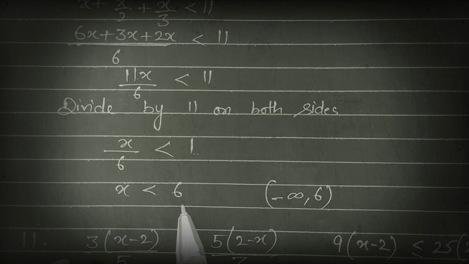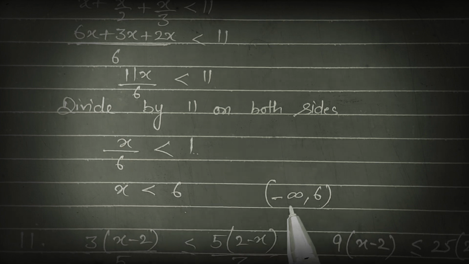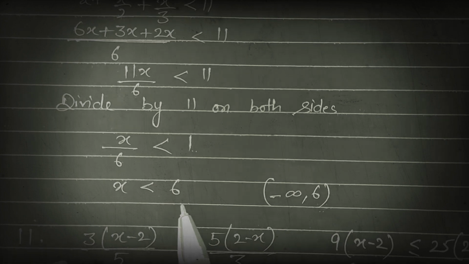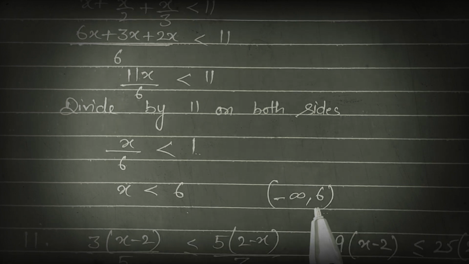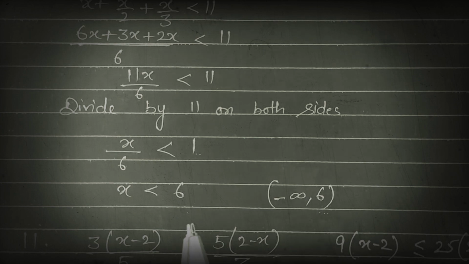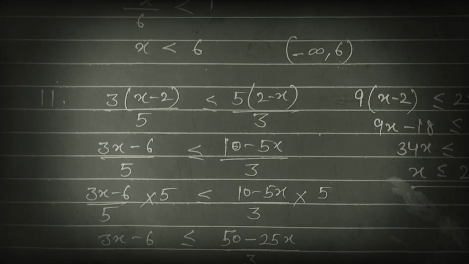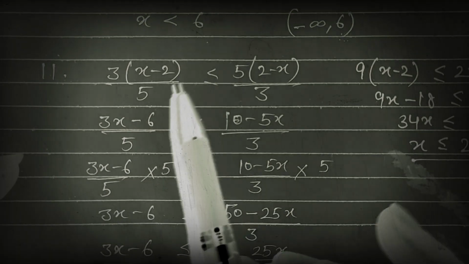So x will be less than 6, that means we have to write it in real form. So we will use interval here. So at 6 an open interval will come, open interval, and it is minus infinity to 6, since it is less than 6, so we will use an open interval here. Now come to question number 11. This is the same as above.